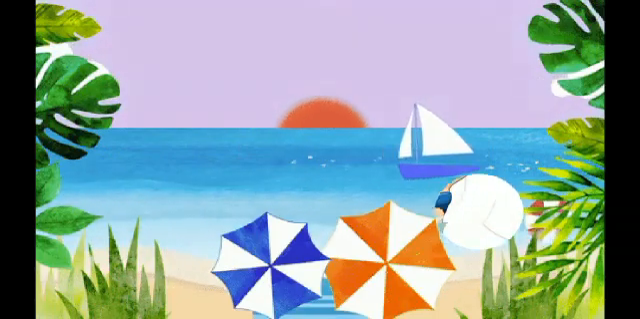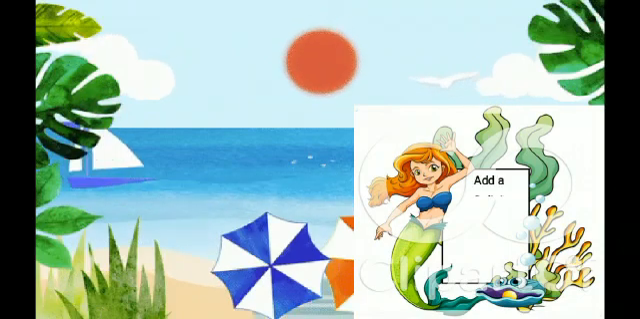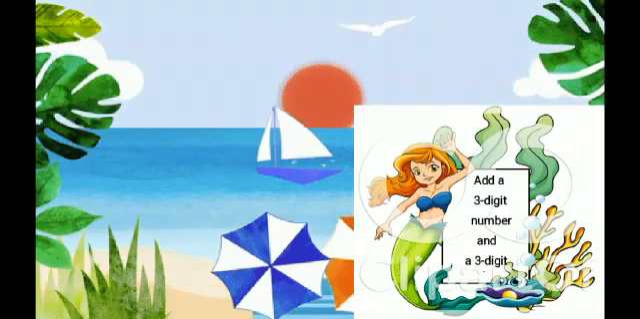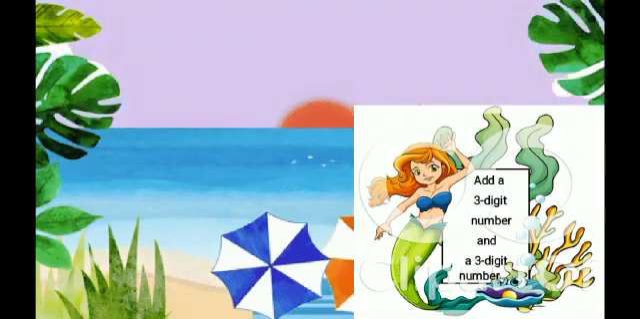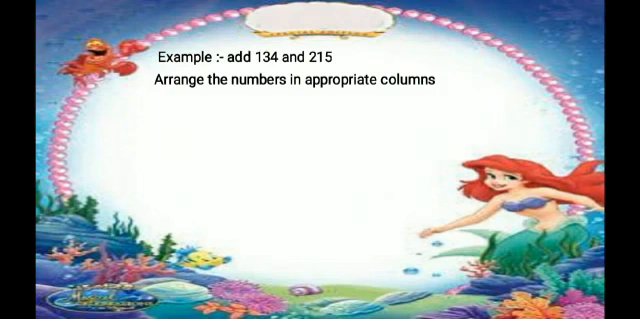Now come to our third topic. Our third topic is add a 3 digit number and a 3 digit number. Means both the numbers will be of 3 digit. Let's have a look with an example. 134 and 215. We have to add both these numbers, 134 and 215.